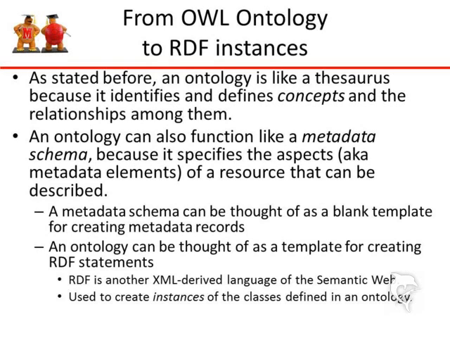An ontology can also function like a metadata schema, just as a regular XML schema can function like a metadata schema, because it specifies the characteristics of a resource that can be described. A metadata schema is like a blank template for creating metadata records, and an ontology is sort of like a template for creating RDF statements. It's saying what the things are that you can make statements about and what kinds of relationships you can make among those things.